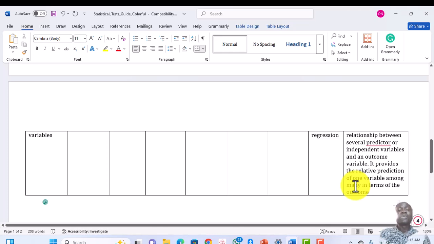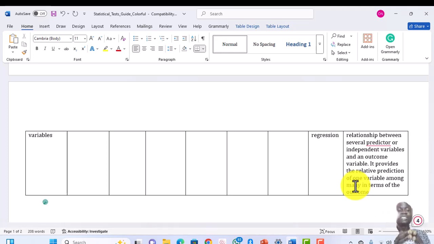So multiple regression will give us the joint contribution of our 6 variables to the dependent measure, and it will equally give us the result of the individual contribution.